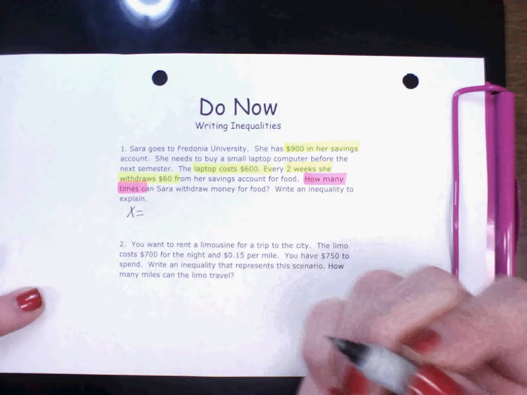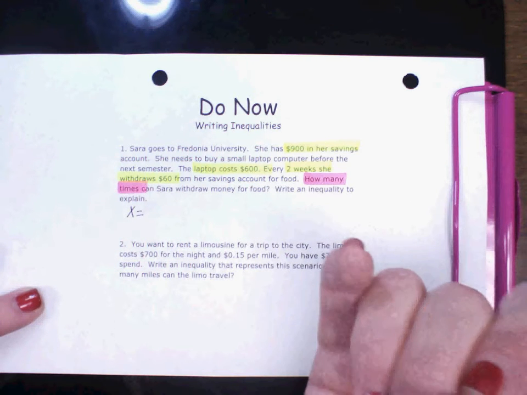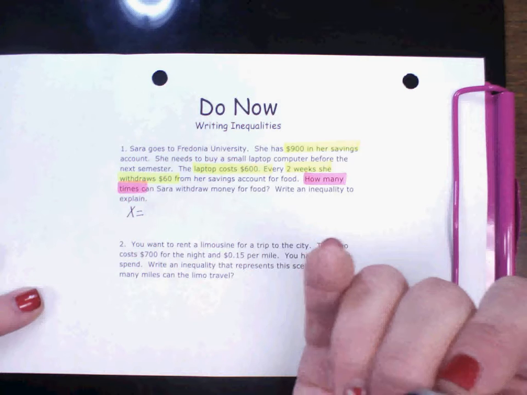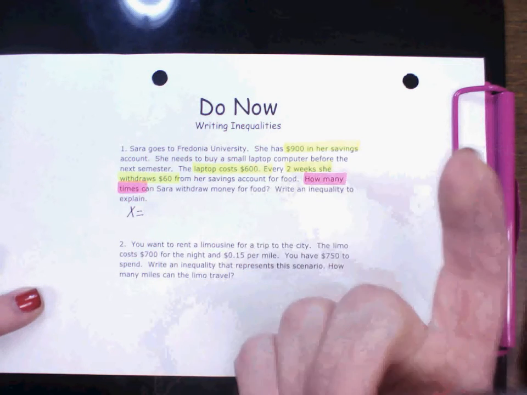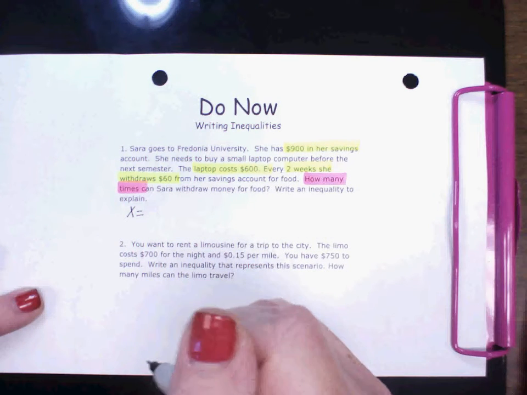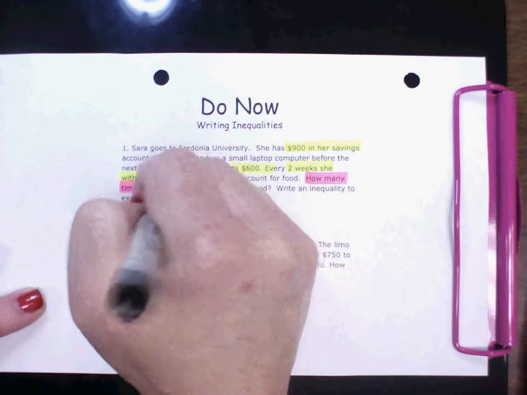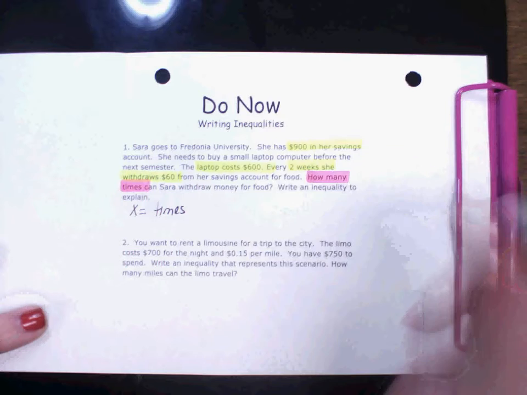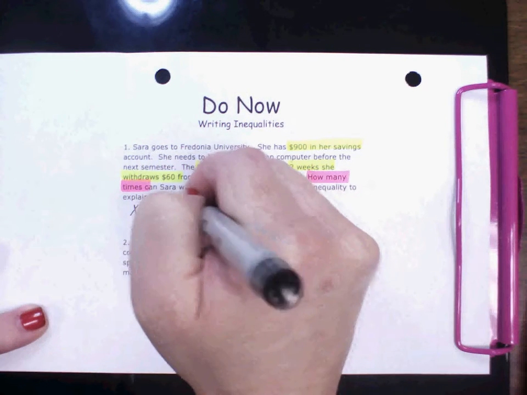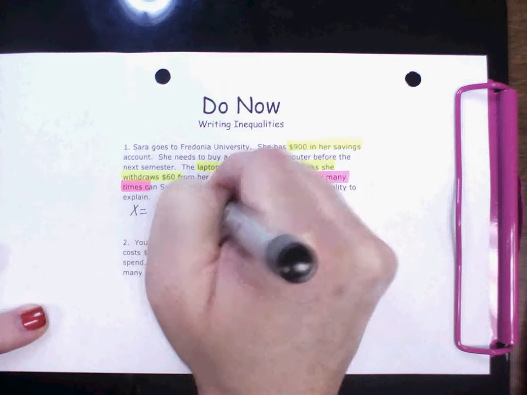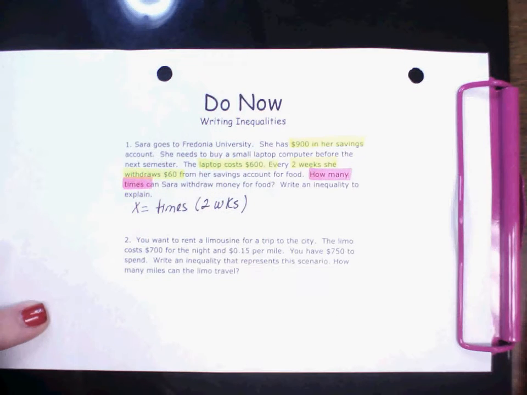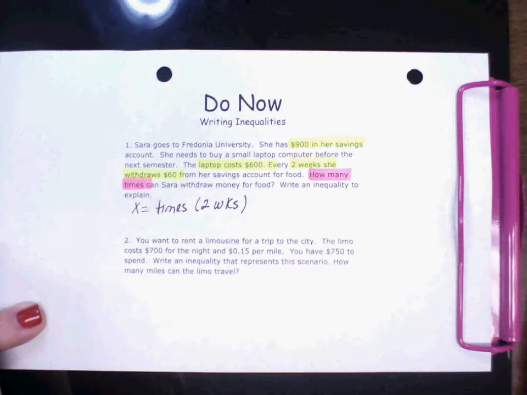It's how many times, but it's measured in what? In weeks? Is it every week or is it every 2 weeks? Every 2 weeks. So x is the number of times that she can withdraw money, right? But it's every 2 weeks.